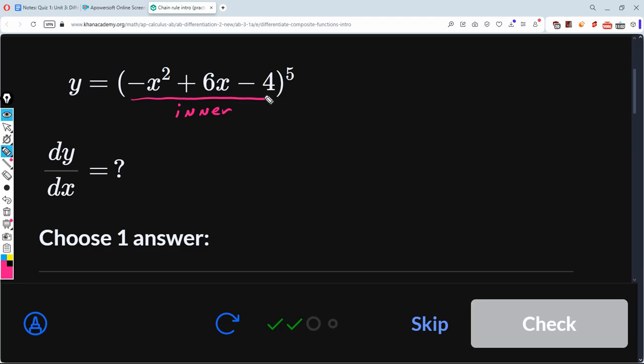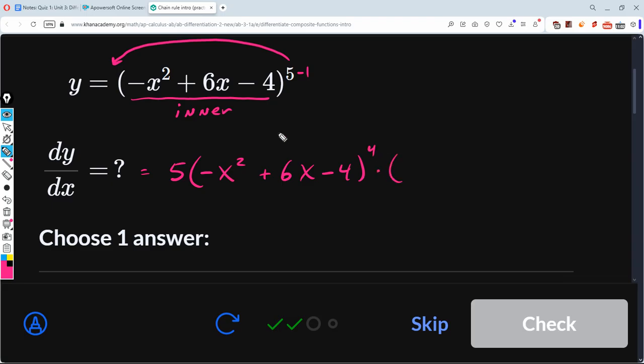All right, so this part right here is the inner function. We're going to leave it alone at first. We're going to use the power rule once again. Take the 5 and move it out front. Leave the inner alone, negative x squared plus 6x minus 4. Power rule, you decrease the exponent by 1, so 5 minus 1 is 4.